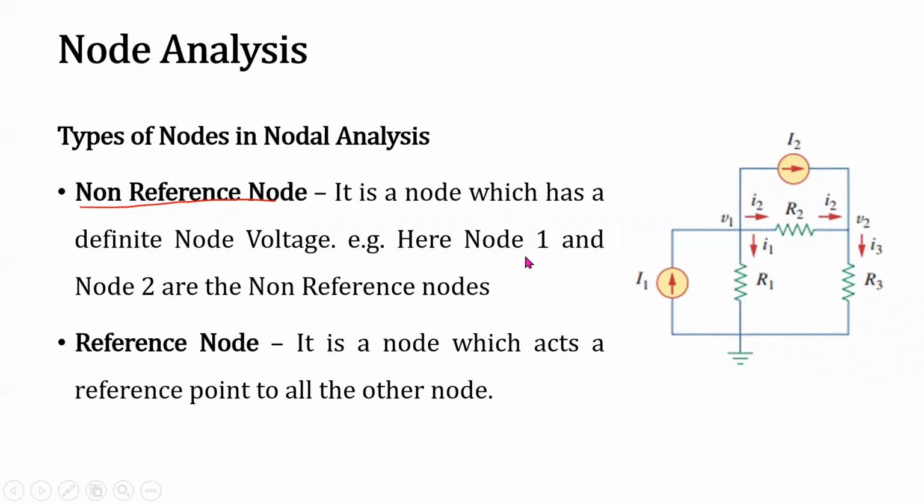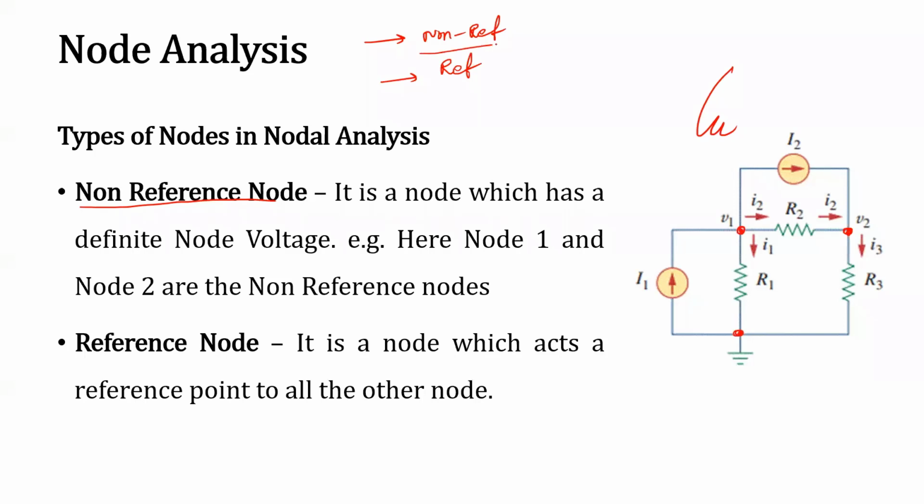For example, consider this circuit. Can you tell me how many nodes are there in this circuit? The answer is 3. This is node 1. This is node 2. This is node 3. In any circuit, these nodes are classified into two types: non-reference nodes and reference nodes. Out of 3, some will be non-reference and some will be reference nodes.